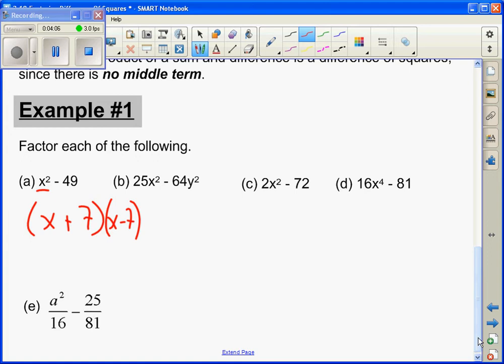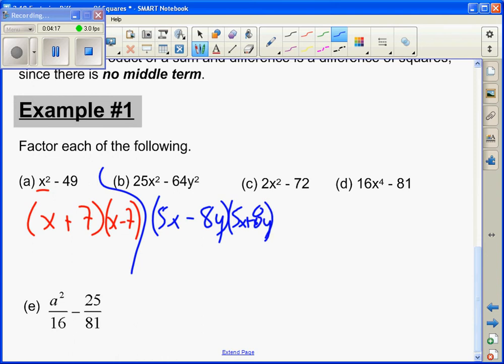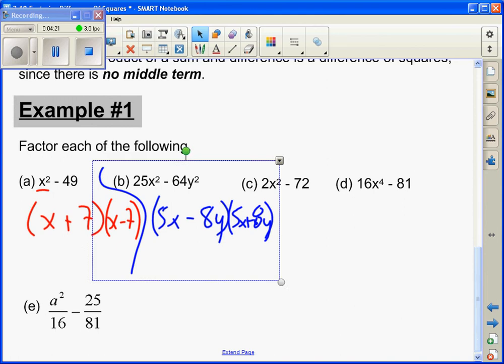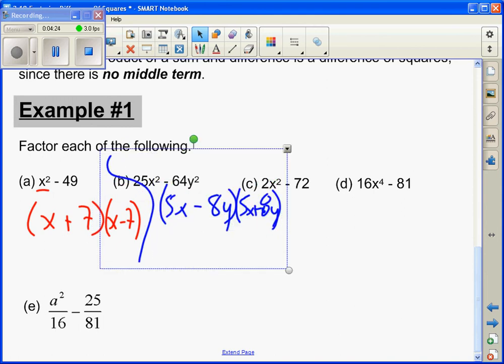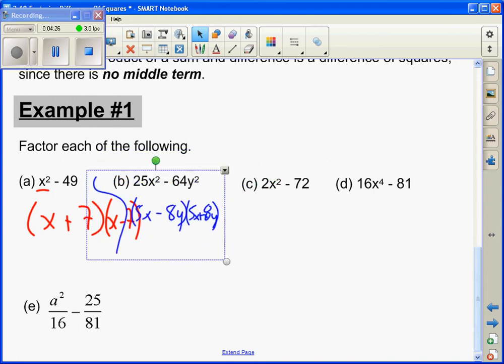All right, so question B, you're going to wind up with, I'll do it in a different color, 5x minus 8y and 5x plus 8y. And you'll notice it doesn't have to be plus first, it doesn't have to be minus first. As I run out of space here, we just try and make that a little bit smaller so it's out of our way.